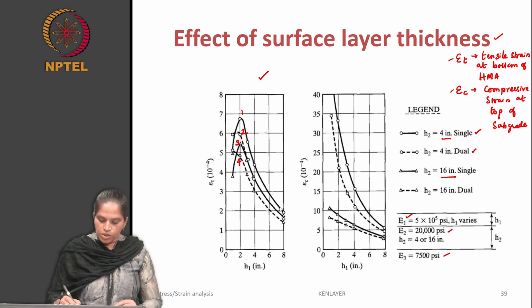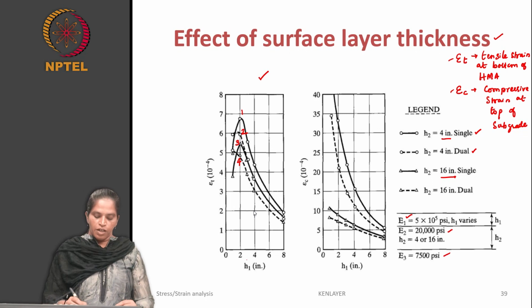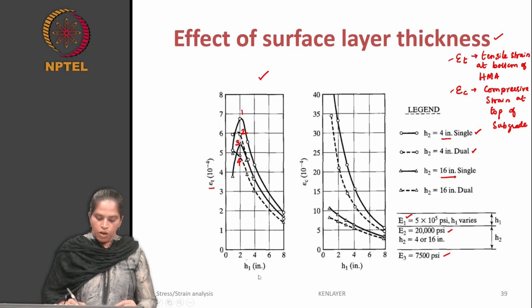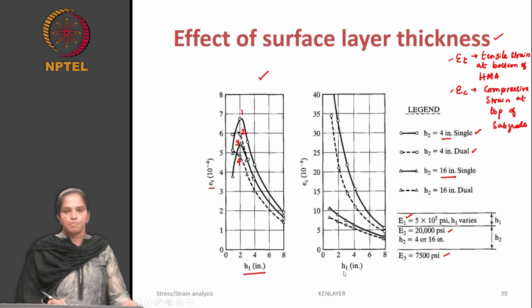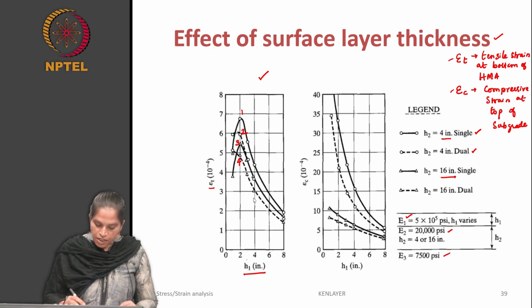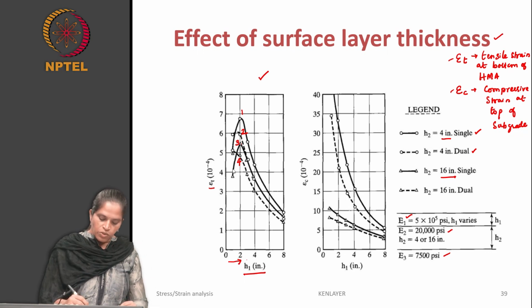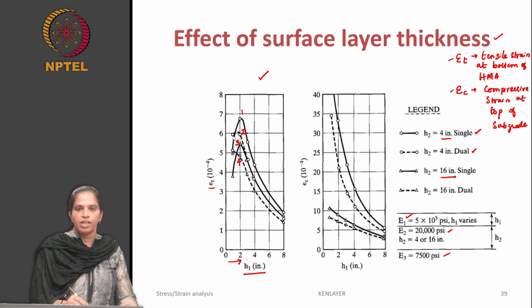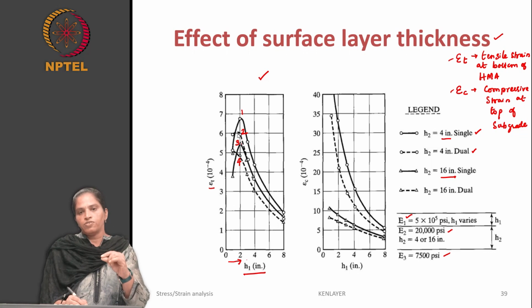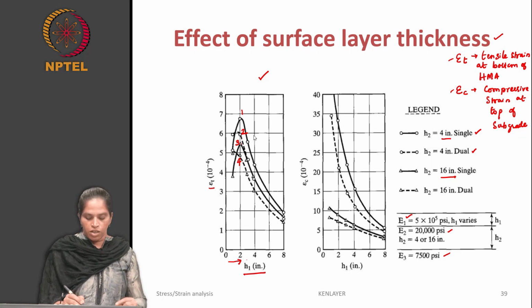Now comparing these 4 cases, we will understand the influence of epsilon T on the thickness of asphalt layer. So we can see that there is a critical value that exists for only the single wheel load cases, that is 1 and 3. So when you increase the asphalt layer thickness from 0 to 2 inch, you can see there is an increase in epsilon T, but this occurs only for a single wheel load and not for the dual wheel load.